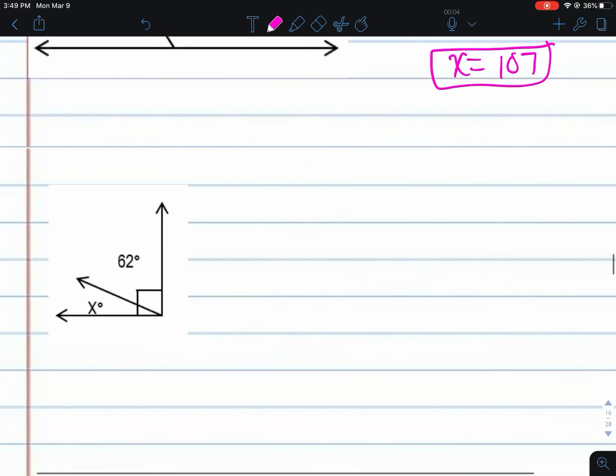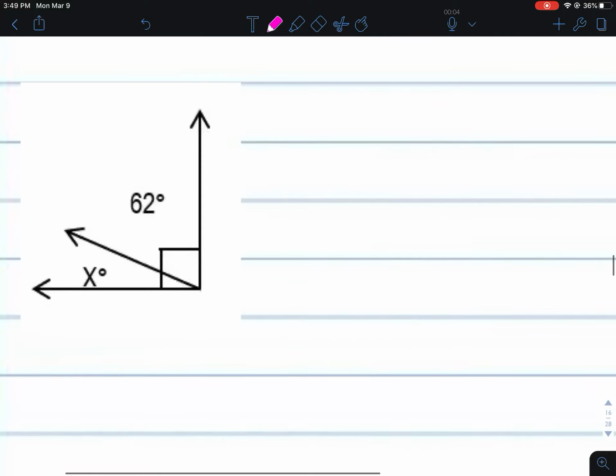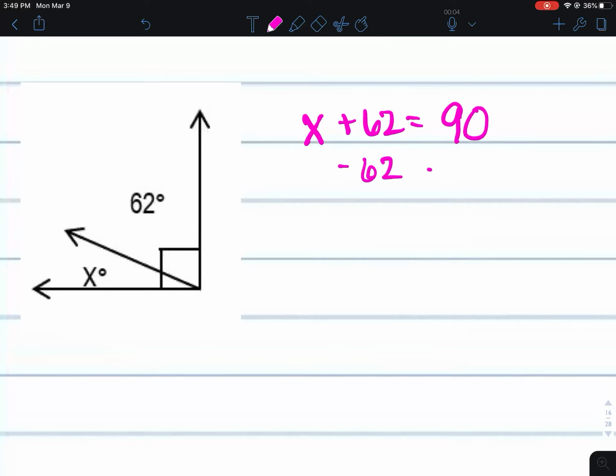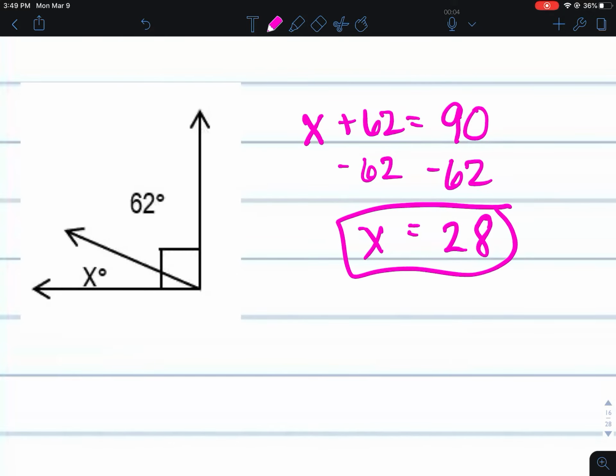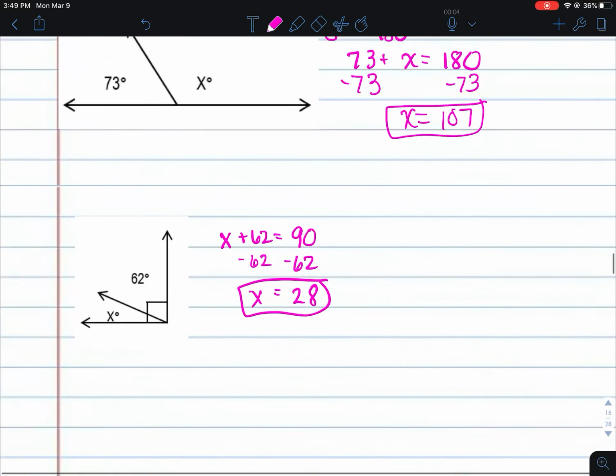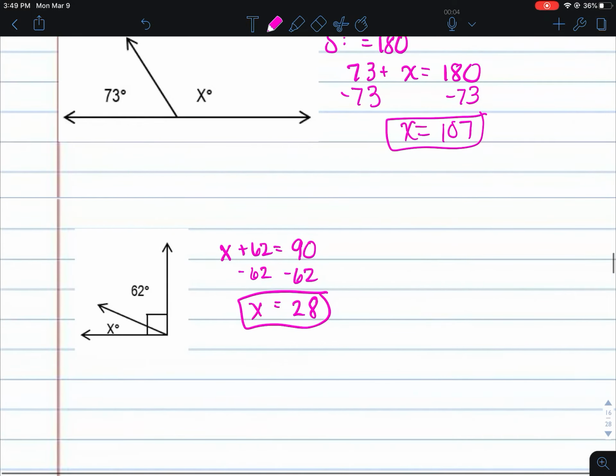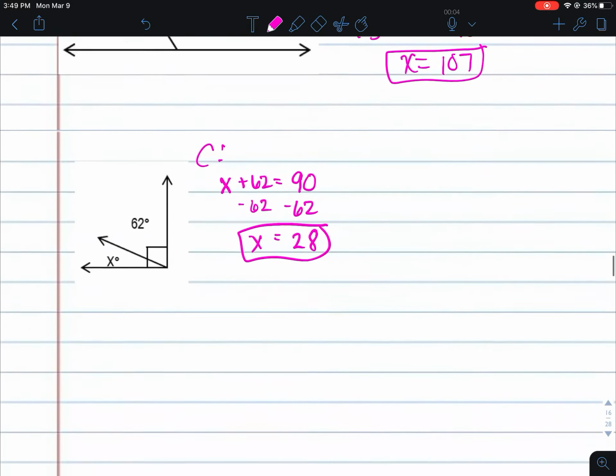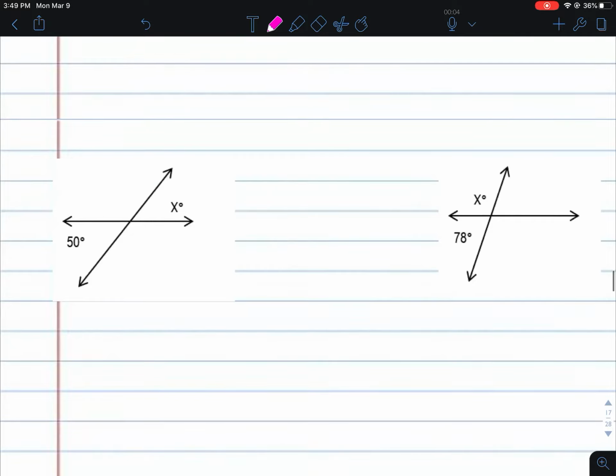All right, these two here create a right angle. So that means when I add the x plus the 62, I'm going to get 90 degrees. And then if I solve for x here, or you can also just think, well, what would I add to it? I'm going to get 28. So that smaller angle is the 28 degrees. So these are complementary, and the other one is supplementary.